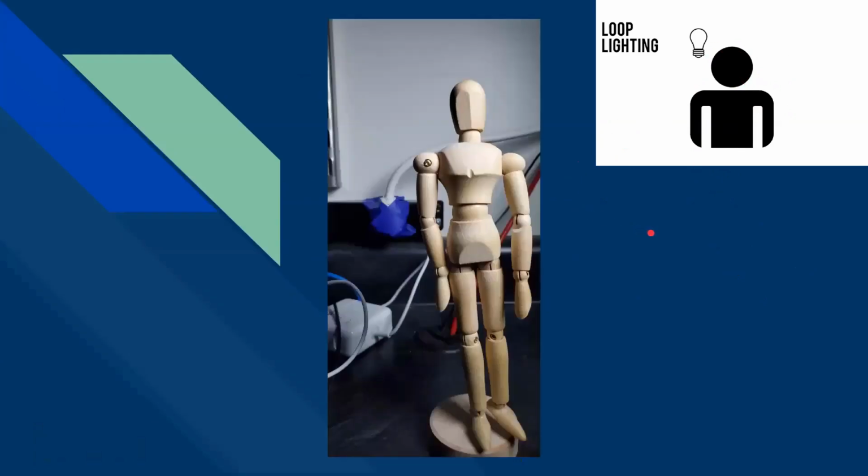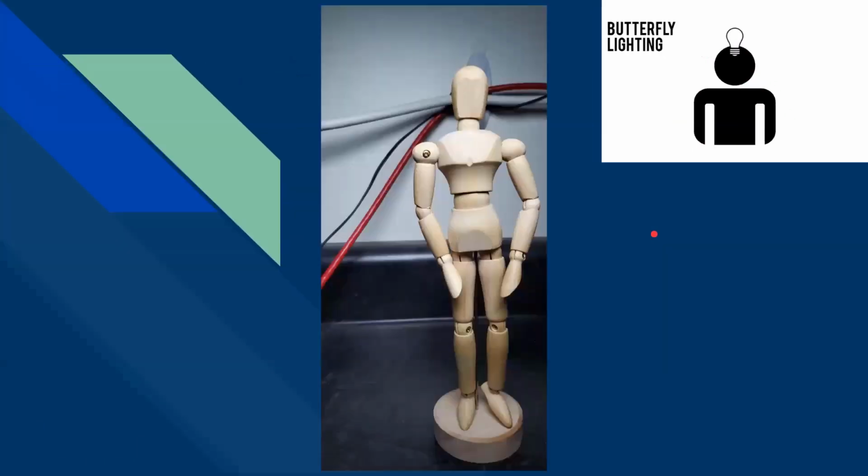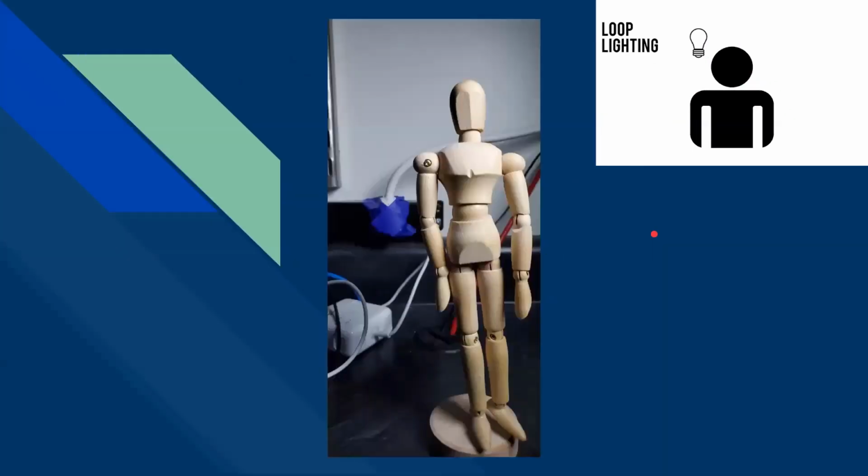Now, comparatively to butterfly lighting, it's added a lot more shadow here. Definitely there are dark spots running along the side of our marionette friend here. They're not too dramatic, though. They're not too crazy. But it is starting to grow. I think this is a great mid-ground for dramatic versus casual lighting.